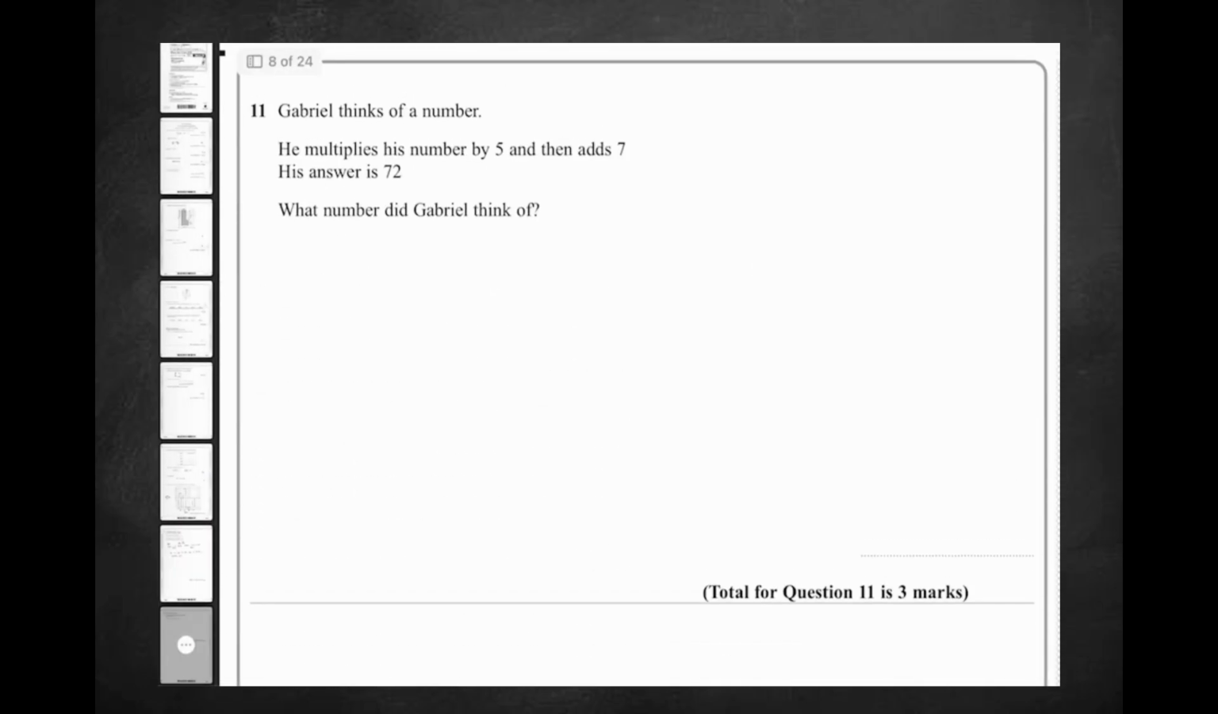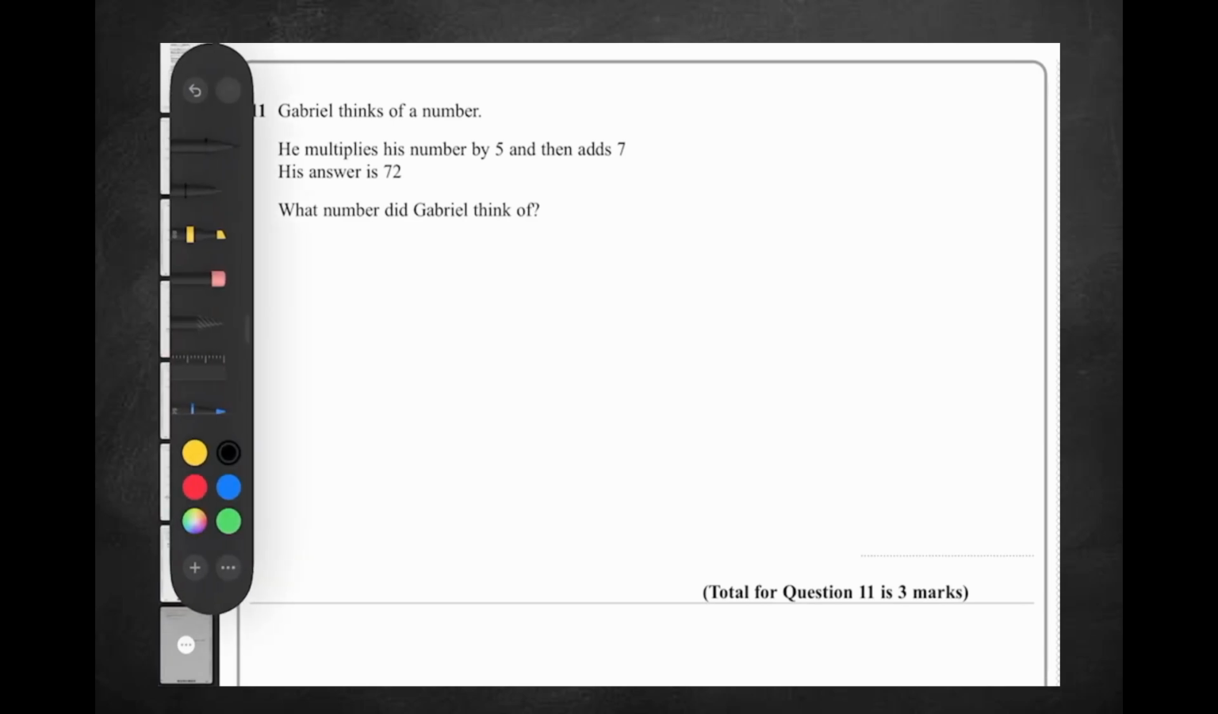Question number 11. Gabriel thinks of a number. He multiplies its number by 5 and then adds 7. His answer is 72. What number did Gabriel think of?